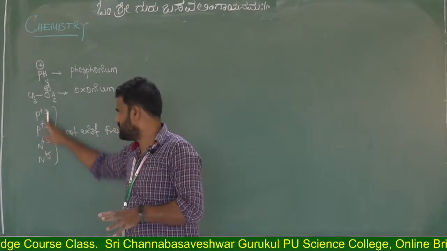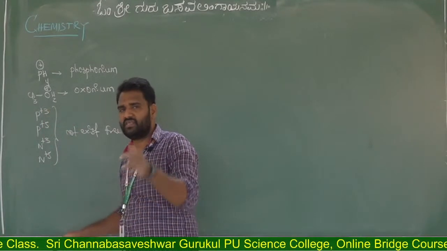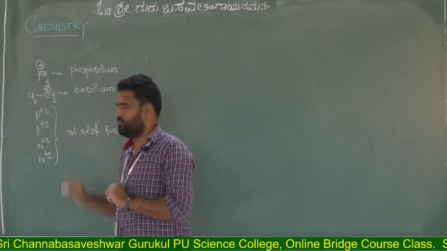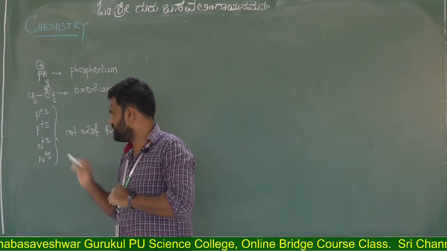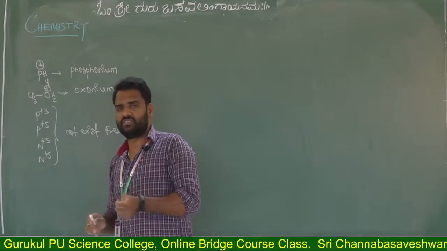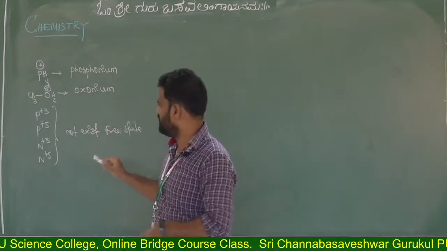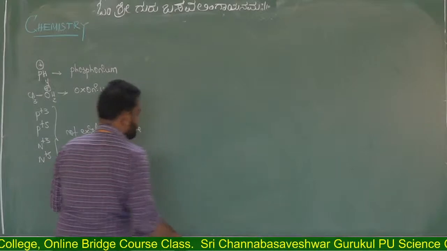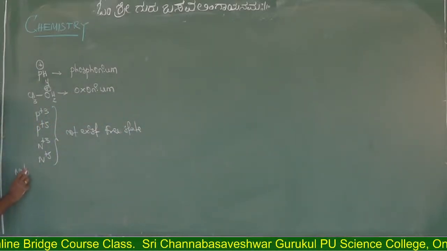But you will get these charges in the combined state. Getting charges in the combined state is said to be oxidation state. So phosphorus will exhibit plus 3 and plus 5 oxidation states, and nitrogen will exhibit plus 3 and plus 5 oxidation states. These oxidation states will exist, but not in free states. This is what I taught in the last class, and after this I gave a note point.